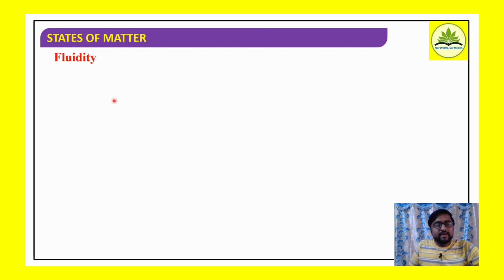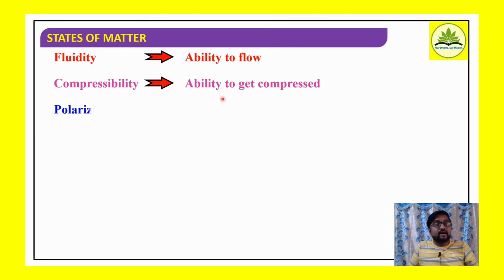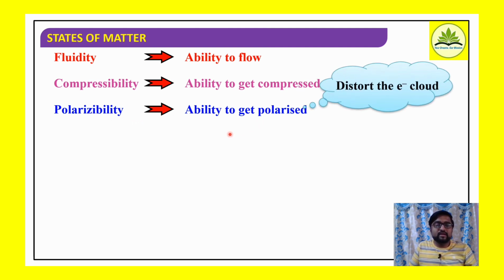Right, now fluidity is the ability to flow. Compressibility means the ability to get compressed, or I can say the ability of liquids to get compressed. And polarizability, like fluidity and compressibility, means the ability to get polarized. Here, polarized means we are going to distort the electron cloud. Distortion of an electron cloud in an atom is nothing but polarization.